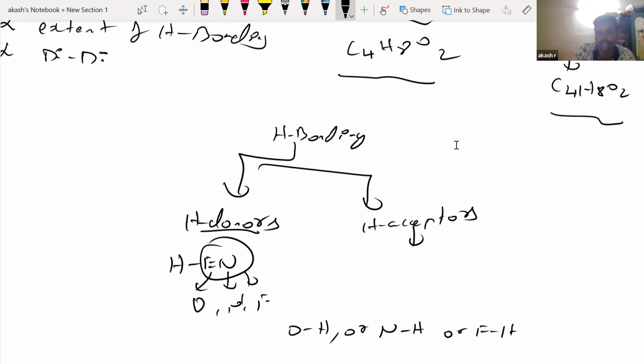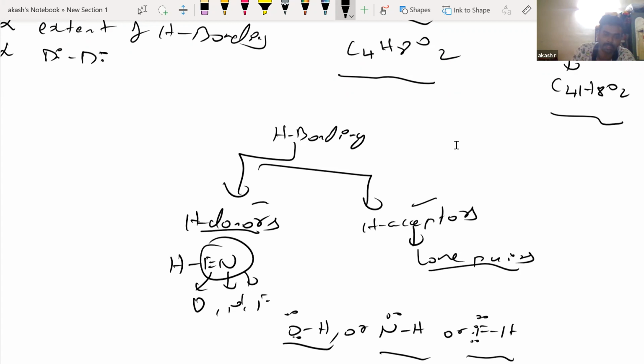Now that's very simple. Hydrogen acceptors are the ones which have lone pairs on them. But the moment you see any of these kinds of bonds, they will have both hydrogen donors as well as hydrogen acceptors, because oxygen will have two lone pairs, nitrogen will have a lone pair, and fluorine will have three lone pairs. So the moment you see these kinds of bonds, you can decide for sure that this is going to show hydrogen bonding.